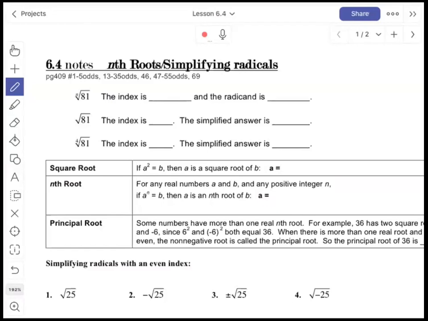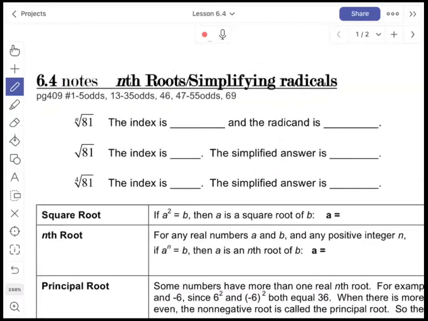So first off, let's identify the parts of the radical. The first thing is the index. The index of a root is this guy right here. This index would be considered n. And we talked about the radicand yesterday. Does anybody remember what the radicand is? Put it in the chat or unmute yourself. What would be the radicand in this example?